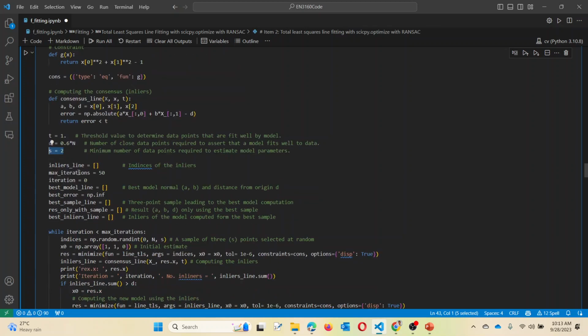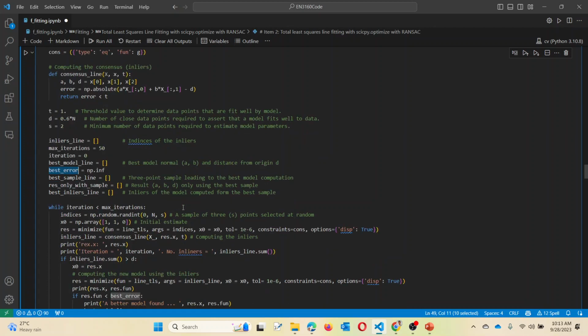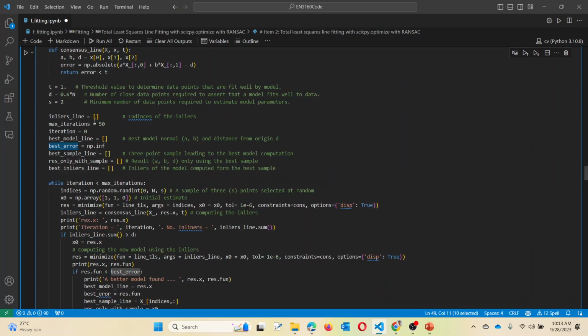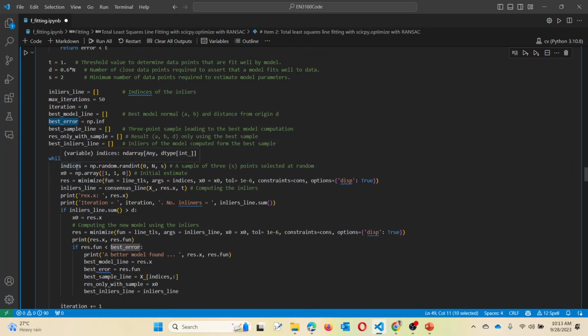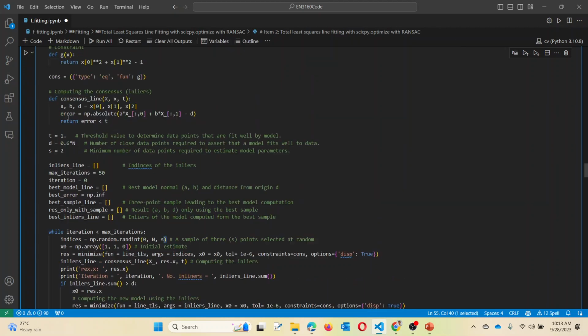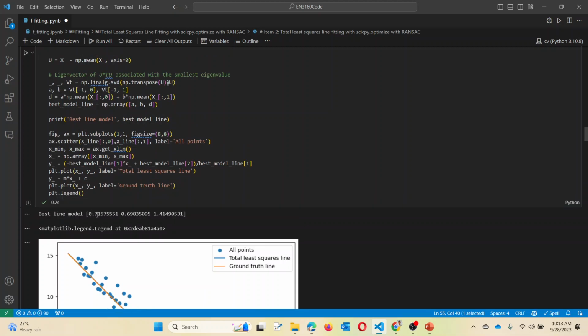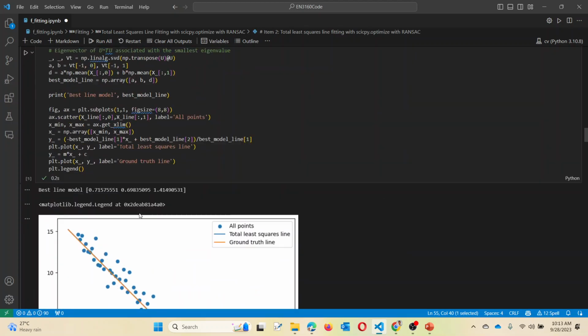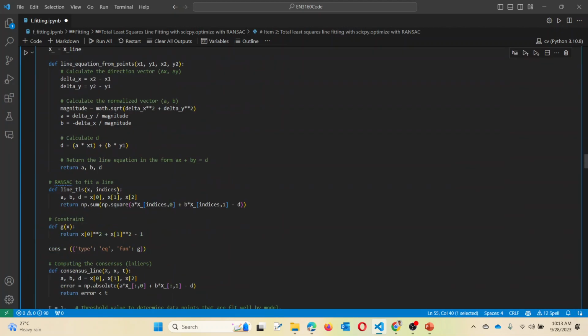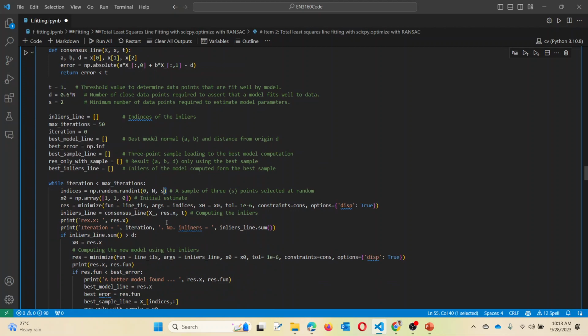And then I keep the inliers in memory. Maximum iterations is 50. Best model of the line and best error I set to infinity. Best sample line and so on, so we don't worry about those. Up until 50 iterations, I run this. I extract 2 random indices out of n, and then I put the initial estimates of the parameters in x0 as an array. For this line, we know that the parameters I would get are 0.7 and 0.7, and the last parameter is 1.4. But I thought of writing them as 1, 1 and 0 as the initial estimate.